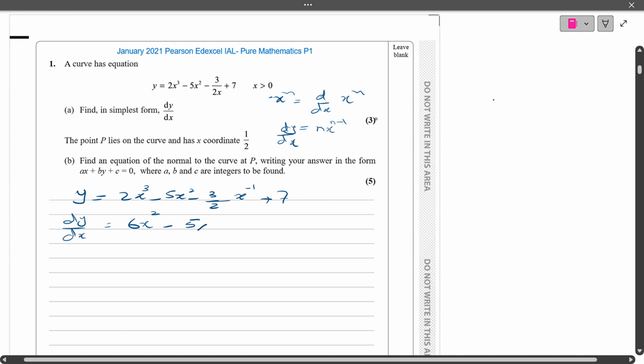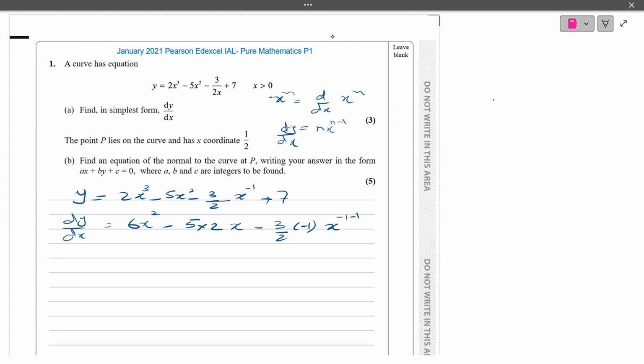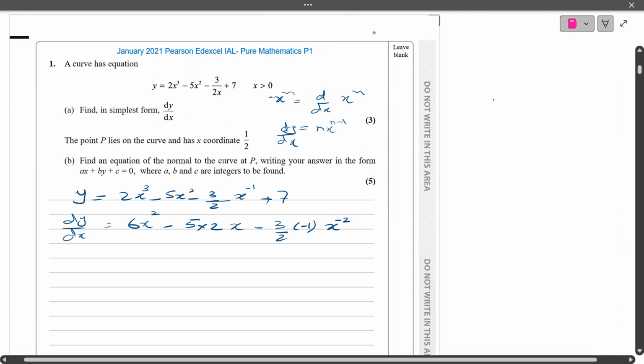Minus 5 times 2, the same process, I'll repeat it again. 2 minus 1 is 1, and 3 over 2, multiply with the power and subtract 1 from the power, and that is negative 2. So this is negative 2 and the derivative of a constant is 0. So let's simplify it: 6x squared minus 5 times 2 is 10x minus positive 3 over 2 x raised to power negative 2. Alright, so A part is done.